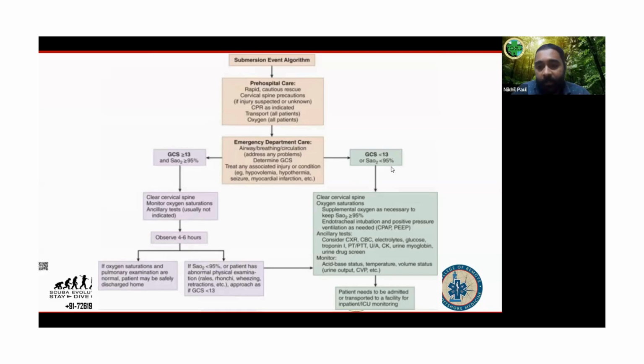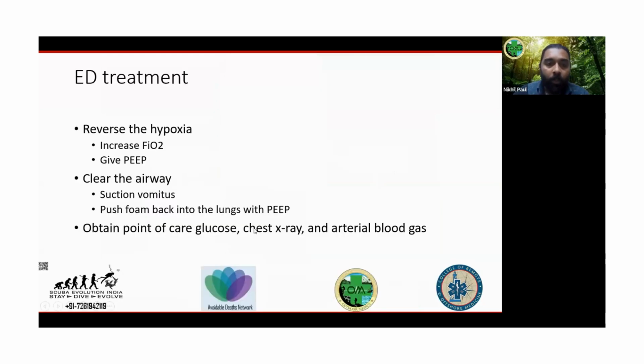If they are still maintaining everything, they can be discharged if they are maintaining all these parameters. Now, if GCS is less than 13 and saturation is less than 95, then we have to start various mechanisms, including better oxygenation. Depending upon the device we use, we may have to go for endotracheal intubation, that is putting a tube through the mouth and stabilizing the airway and the breathing as well. We have to consider further tests and monitor in an ICU setting. That would be the basic approach.